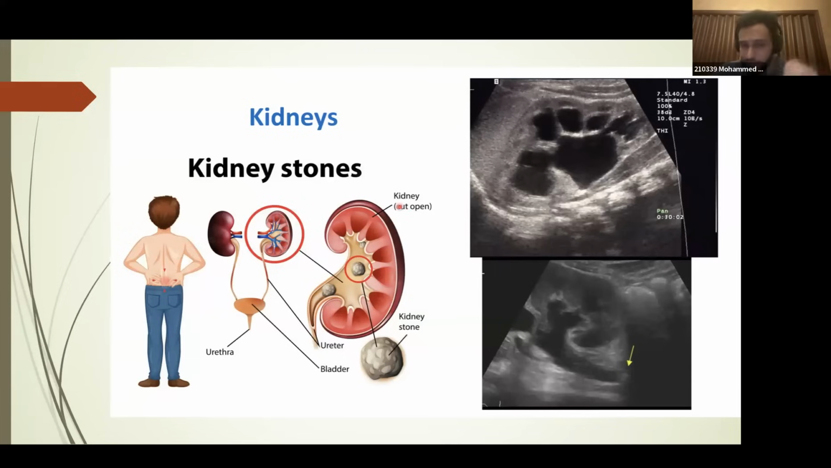Now, the next thing is going to be the kidneys. Now, the kidneys, you can visualize some kidney stones on the ultrasound. However, it will have to be in the kidney. If it's beyond the kidney, you will not visualize anything. However, one thing you can visualize is this.